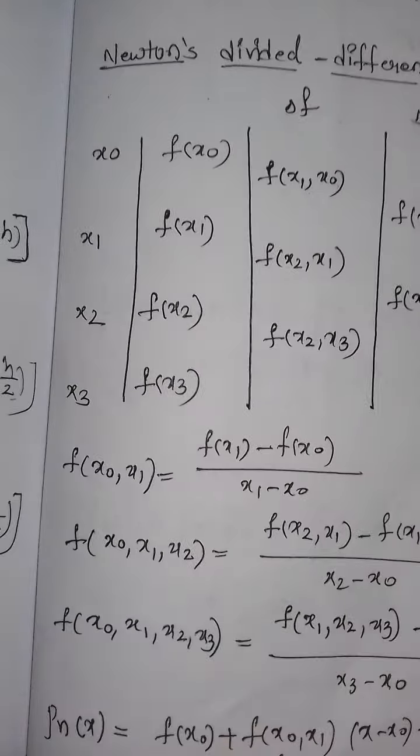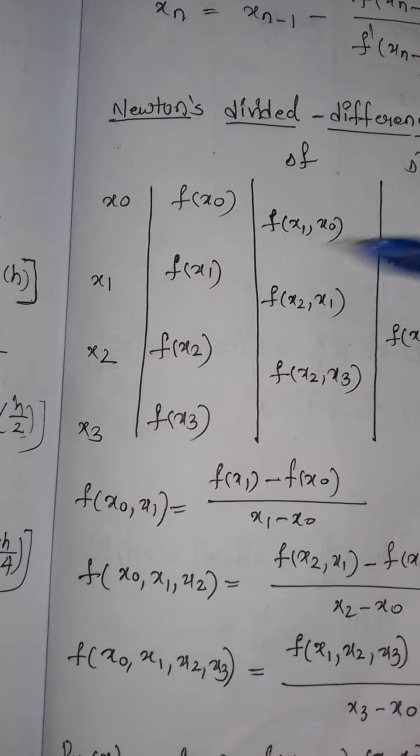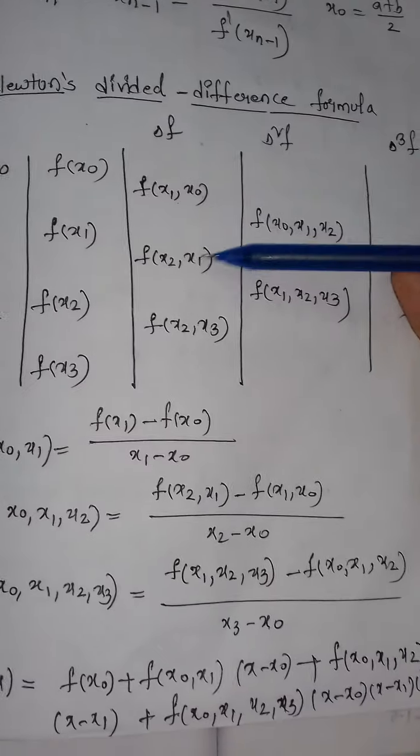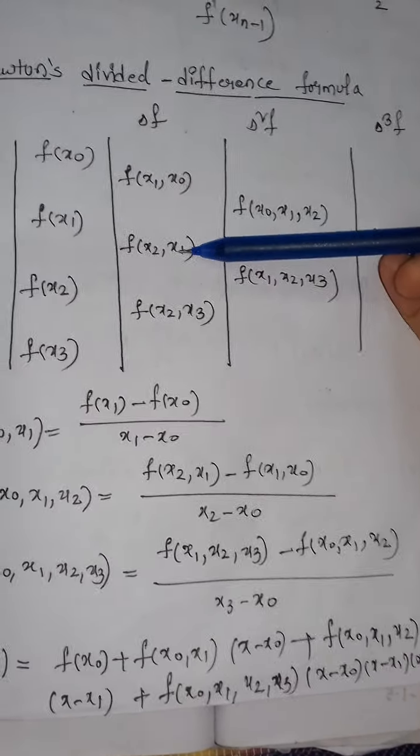So if we are finding x1 and x0, what we will do, we will take f of x1, these values are given in the question, f of x1 minus f of x0 by x1 minus x0. Similarly you can find for this one minus this one by x2 minus x1. For this we will use these two values, this value minus this value by, you see some of the common ones I will tell you here.